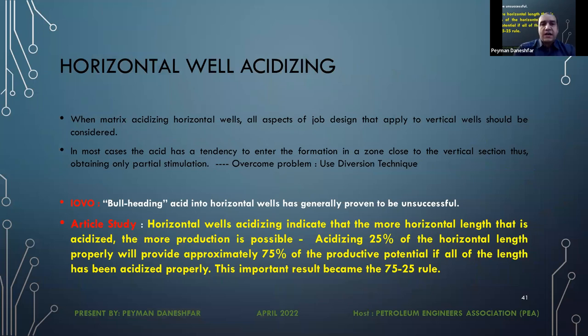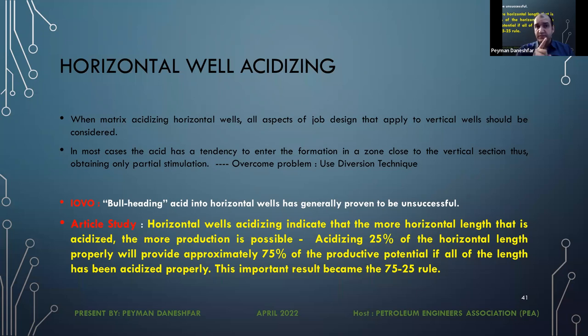As I told you before, to acidize a horizontal well, all aspects of the job design that apply to a vertical well should be considered. In most cases, you know why? Because, again, it is about the HCl reaction. If you have followed my talking until now, I talk about the reaction more than all the other parameters. You should know about all the parameters, the reaction and the reaction and the reaction. Why? Because we want to control the HCl reaction or HF reactions.